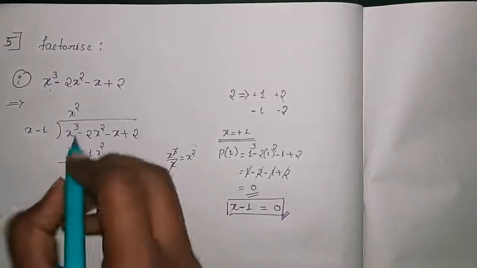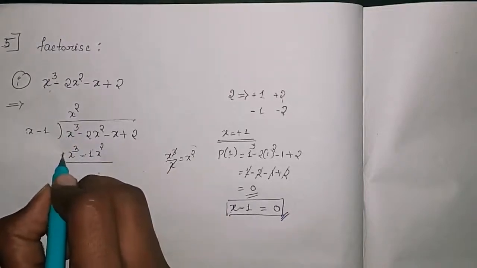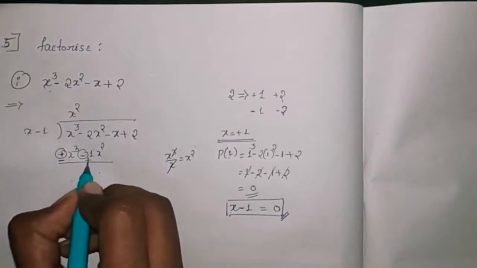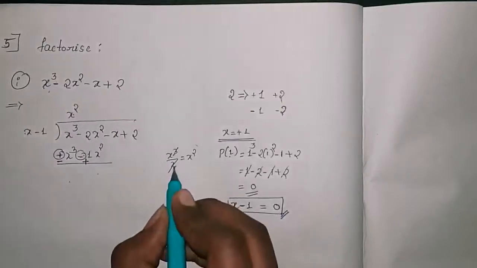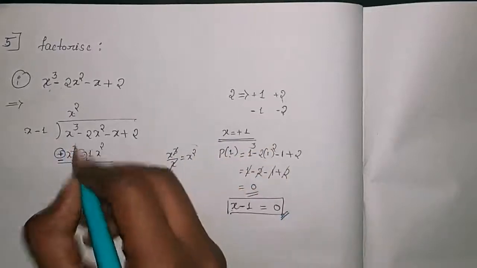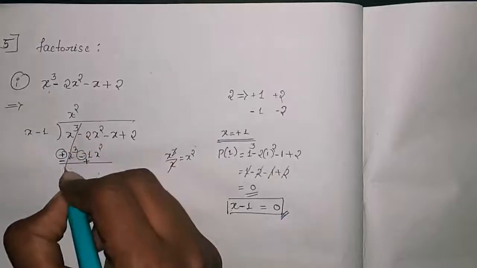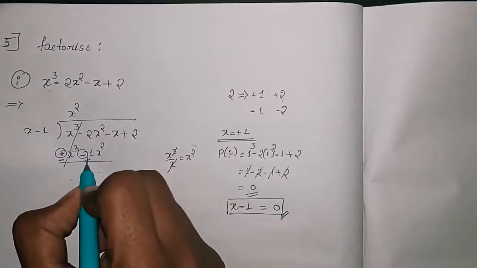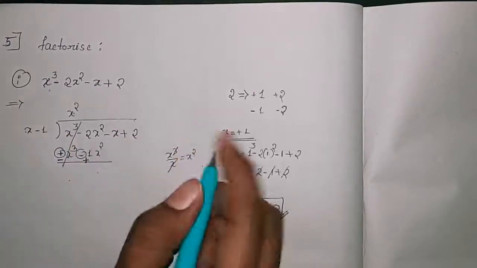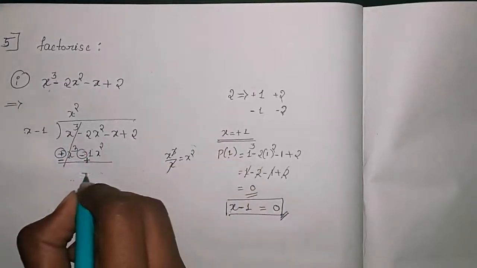Next method is you have to change the sign. As it is positive, it will change to negative. As it is negative, it will change to positive. So solve the methods properly. Okay, so x cube minus x cube gets cancelled, and -2 plus 1. So we are subtracting the term. As -2 is the bigger, the sign will be negative. 2 minus 1 is 1.